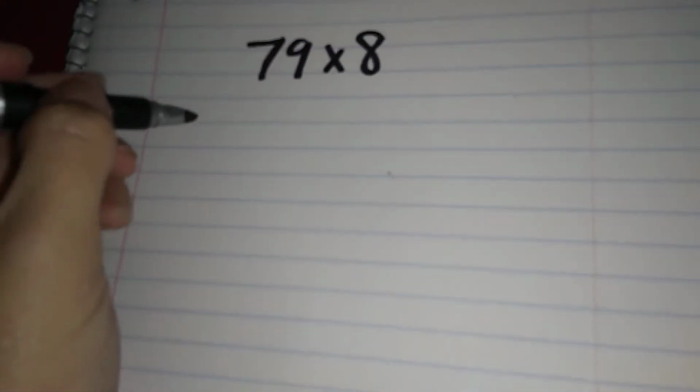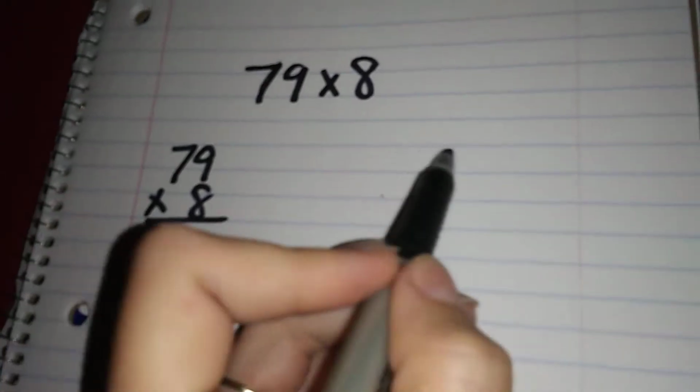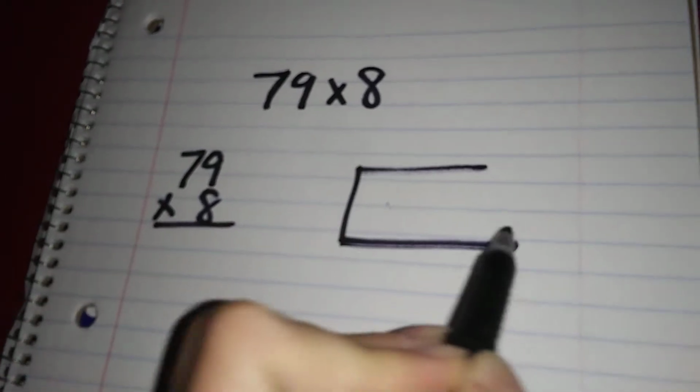Hey everyone, I'm going to make a quick video here showing how to multiply using the area model or the grid method, sometimes called the box method. So let's do a 2-digit times a 1-digit number. I'm going to show kind of like the traditional way and how it compares to the box method.